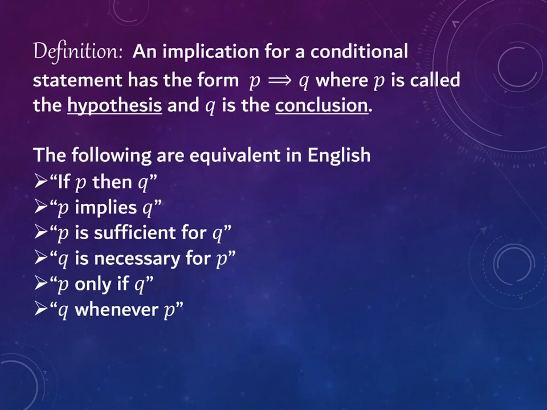P is sufficient for Q. Q is necessary for P. P only if Q, or Q whenever P. So any of those phrases that you see, you're looking at an implication or a conditional statement that means if P, then Q.